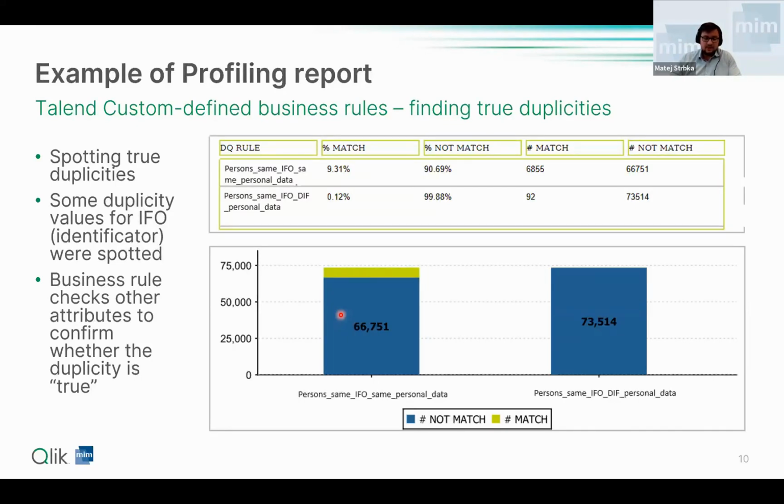From the total number of 74,000, we can see that there were 6,855 true duplicities, meaning all the attributes were the same, and almost 100 duplicities which were faulty ones, meaning they had the same identification, unique identifier, but there was at least one attribute that was slightly different. So this is an example of the business rule we developed with our customer to assess the data quality state in their source database.